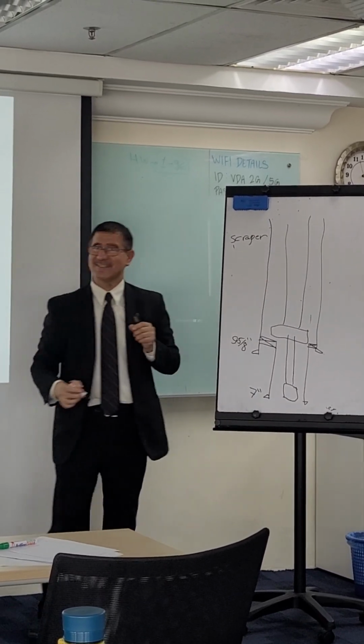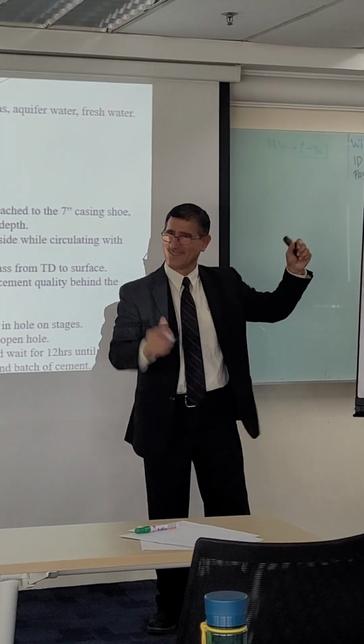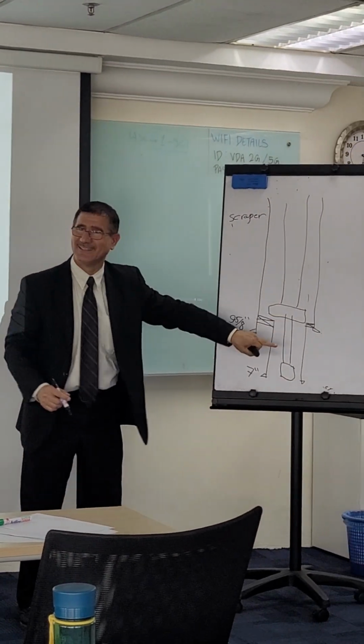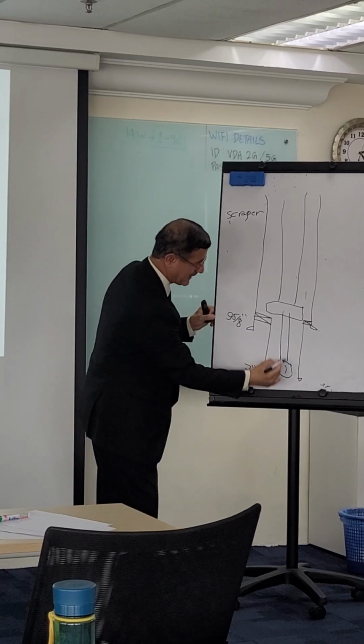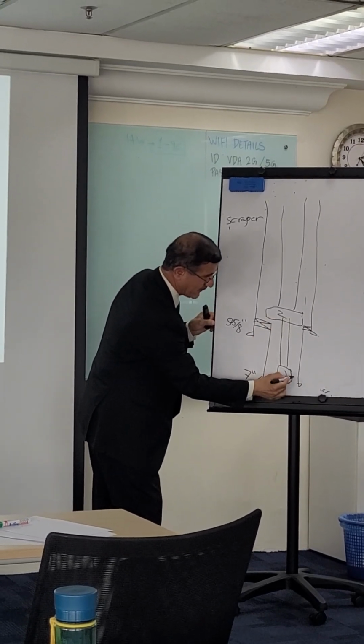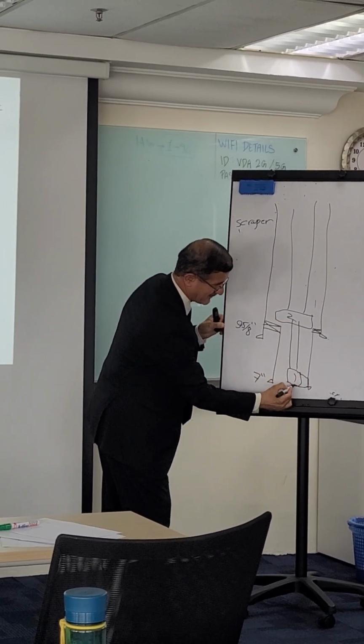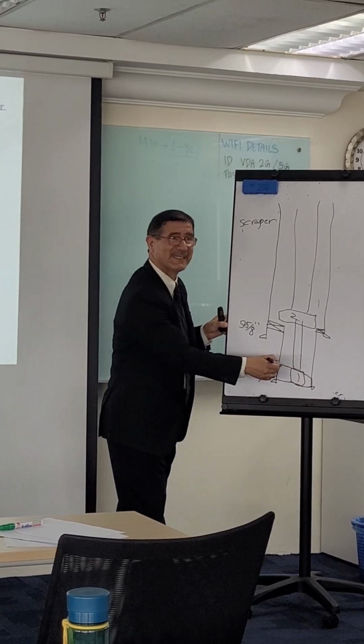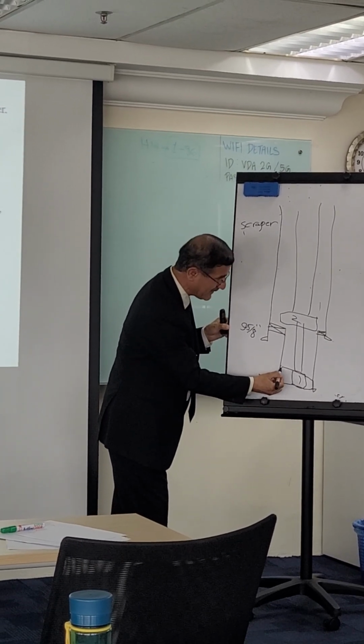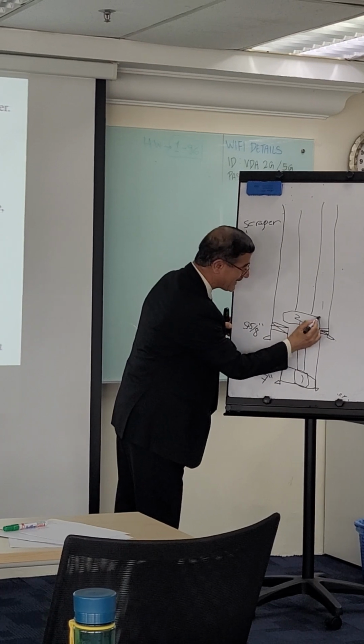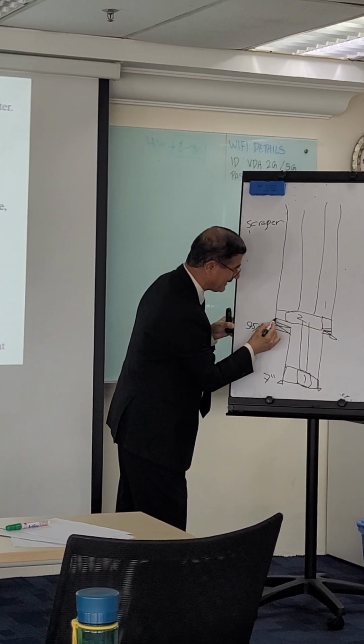Okay, like this, you agree? Agree. Okay, fully support. So this is the idea. Scraper number 1 and scraper number 2. It is like this, big, to clean the inside of the 7-inch casing. And this is to clean the inside of the 9 and 5/8-inch casing.